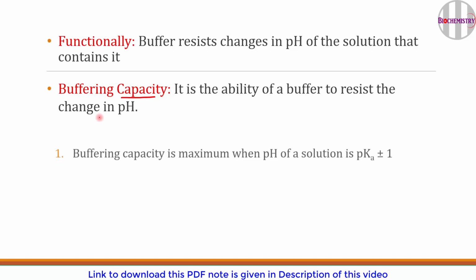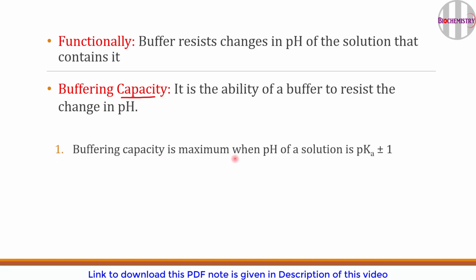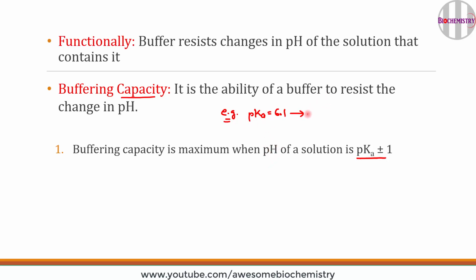The first factor is that buffering capacity is maximum when the pH of the solution is pKa plus or minus 1. For example, if you consider the bicarbonate buffer system, its pKa value is 6.1. Now that means it is the most effective buffer between the pH range of 5.1 to 7.1, right? So buffering capacity is maximum when the pH of a solution is pKa plus or minus 1.